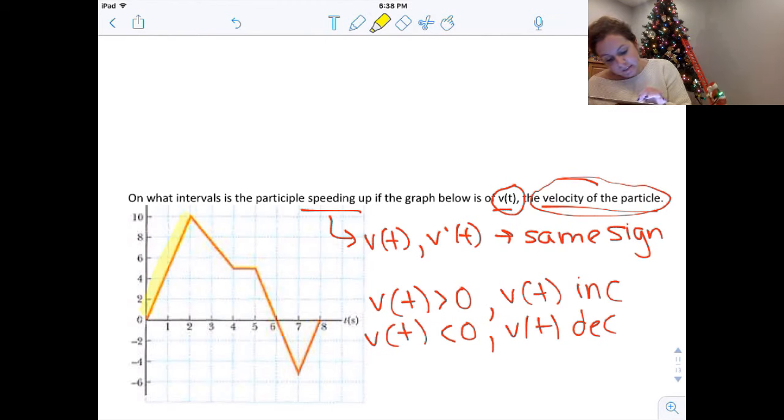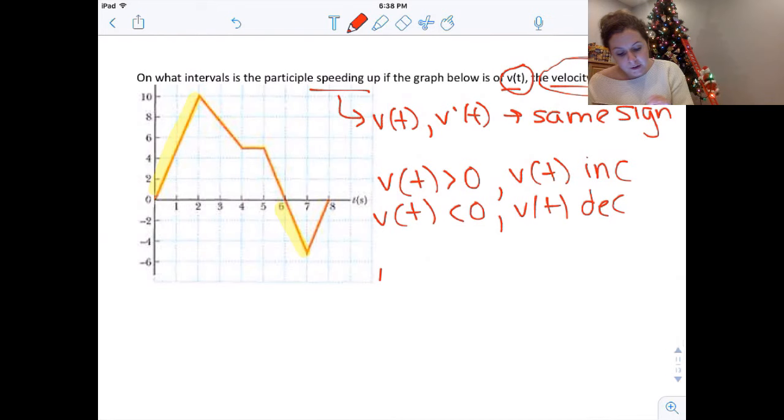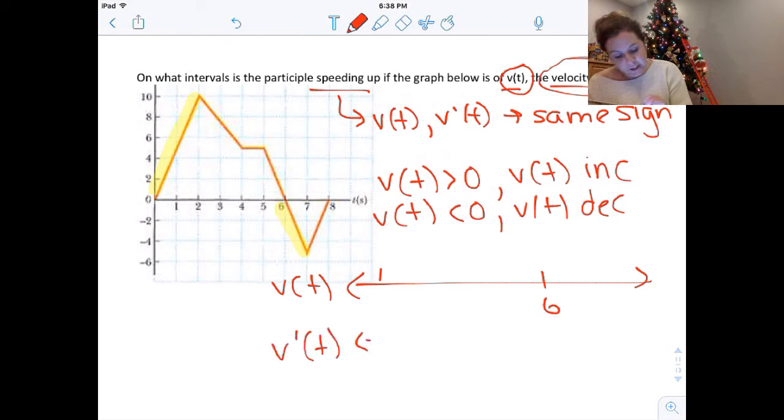Now you could also make yourself a sign chart if you wanted to. V of t only changes signs at 6, and v prime of t is going to change signs a little bit more often. So that changes at 2, and then it changes at 7. Those are your max and mins. So v is positive here and negative there. And then this is positive, negative, 0, negative. Really, I could have split that up more.